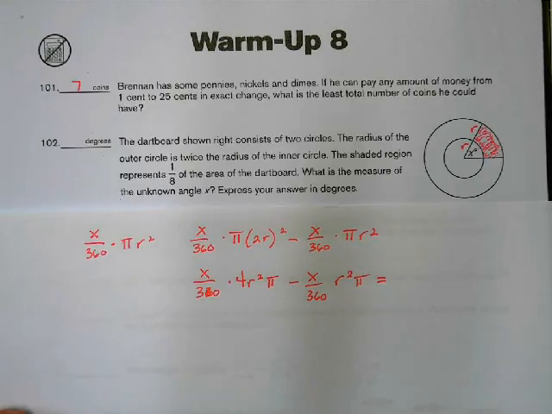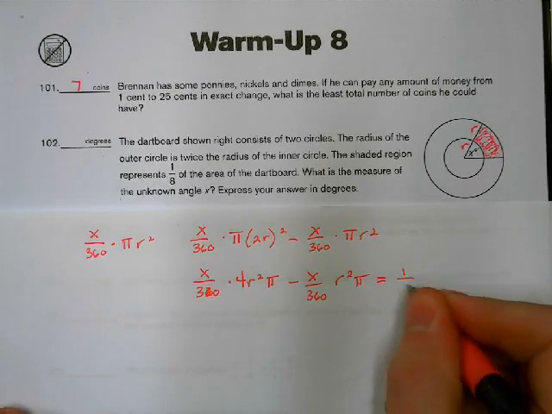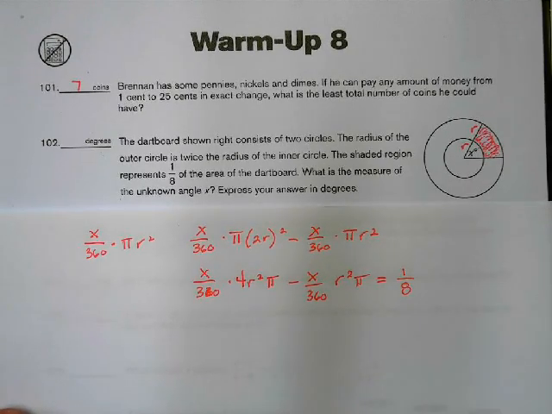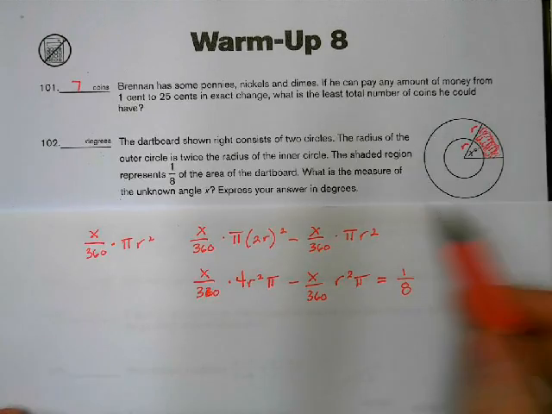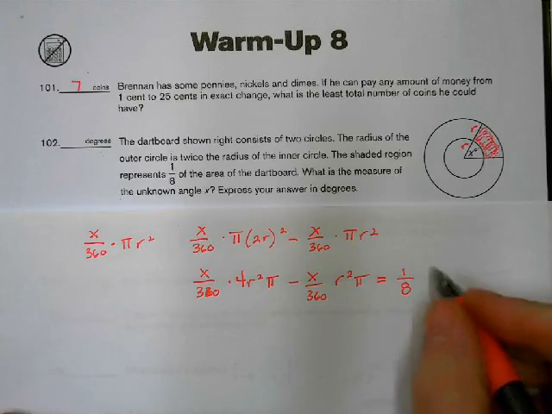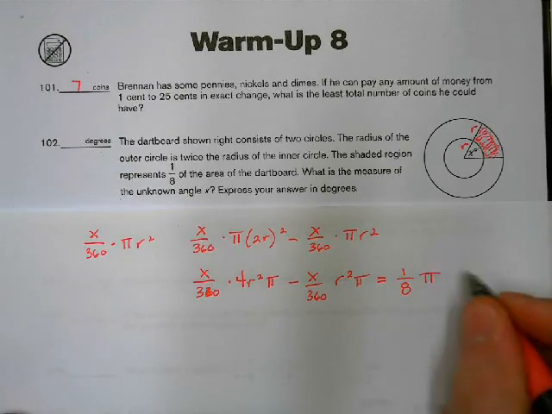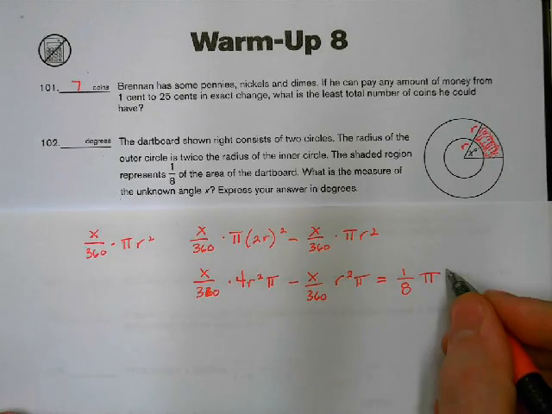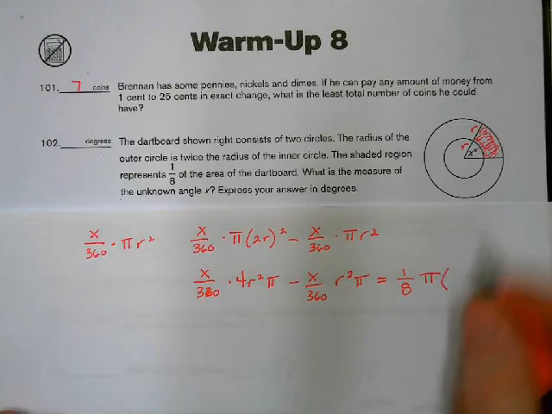It's equal to 1/8 of the entire area of the big circle, the whole dartboard. Well, the entire area is pi r squared, but r for the entire circle is 2r.